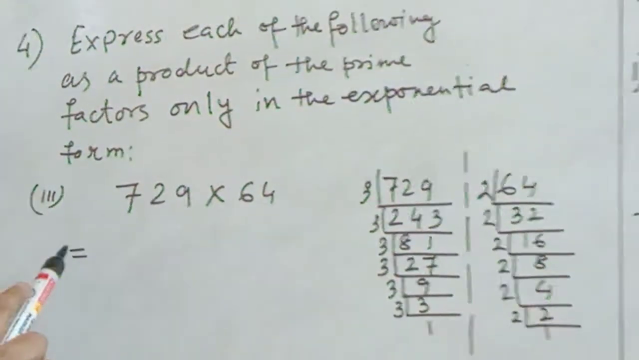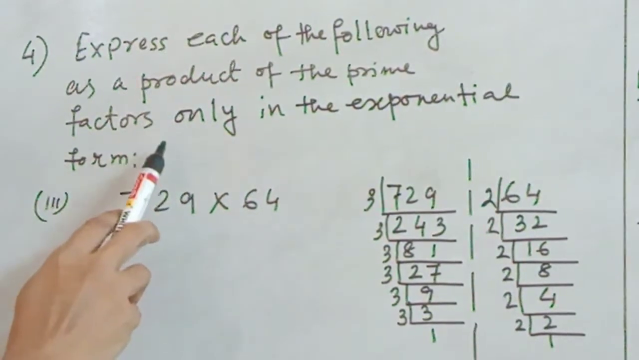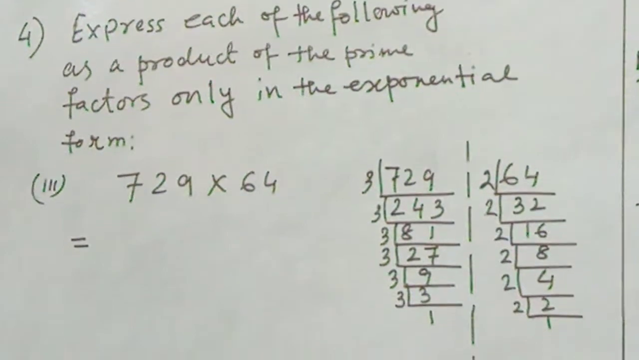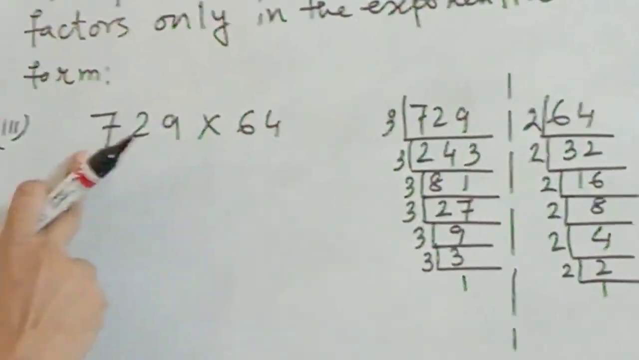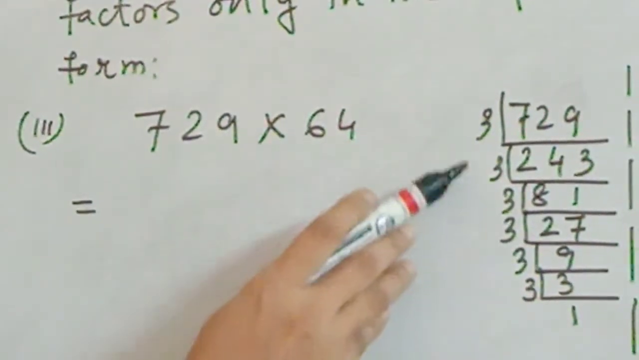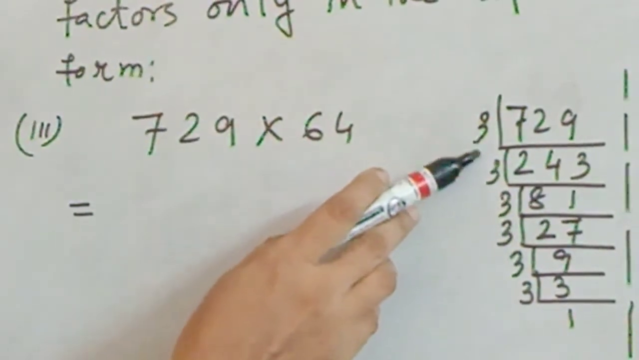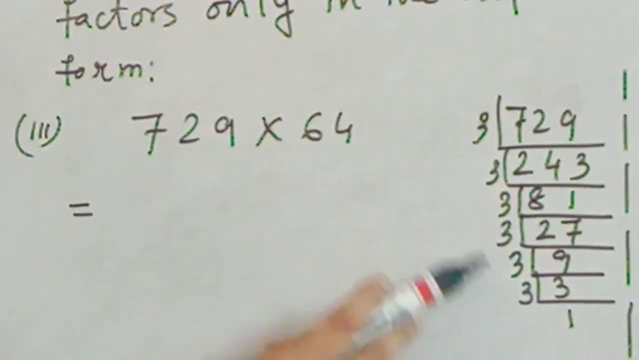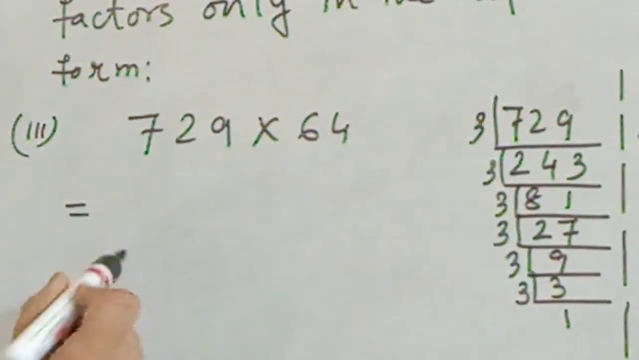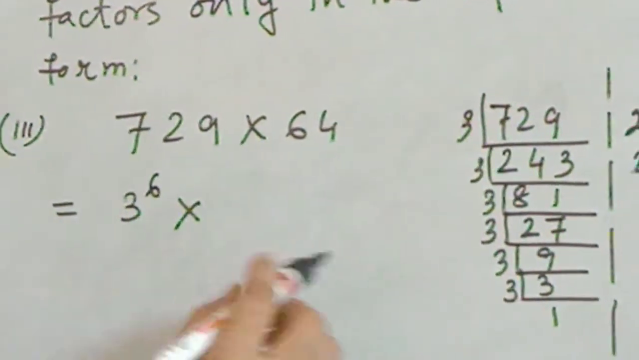Question number 3. 729 into 64. Express the number as the product of the prime factors only in the exponential form. Same question. So you have to find out the prime factors of 729. Find the prime factors in this way. As it is 729, it can be divisible by 3. So in this way you will find the prime factors. How many prime numbers 3 can you see? 1, 2, 3, 4, 5, 6. 3 to the power 6 into 64.